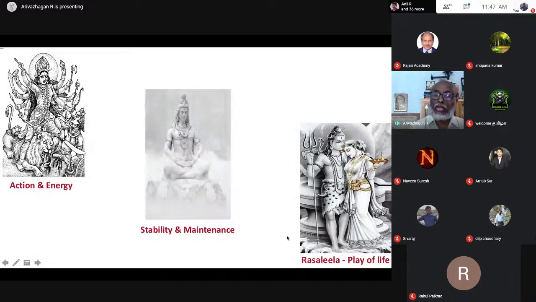The name given to the interaction of action, energy and stability and maintenance, that is, shear stress destroys the soil structure, effective stress preserves the soil structure, that type of interaction here is termed as the play of life. In Sanskrit, it is termed as rasa leela.